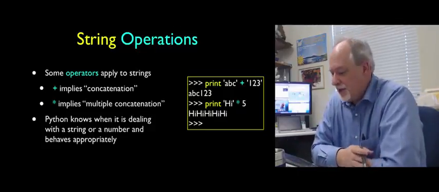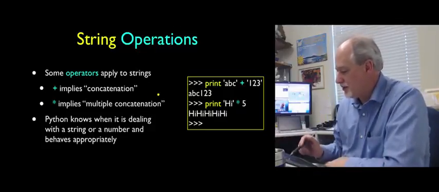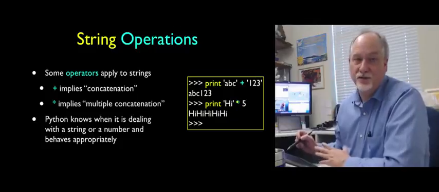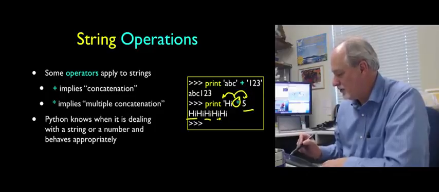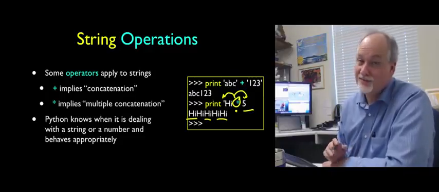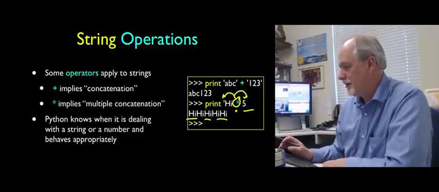So some operators apply to strings. We've already talked about plus. It's kind of silly, although useful in places. You can actually multiply strings, where the asterisk looks and says I've got a string and an integer, and it prints out the string 5 times. Not a lot of use for that.